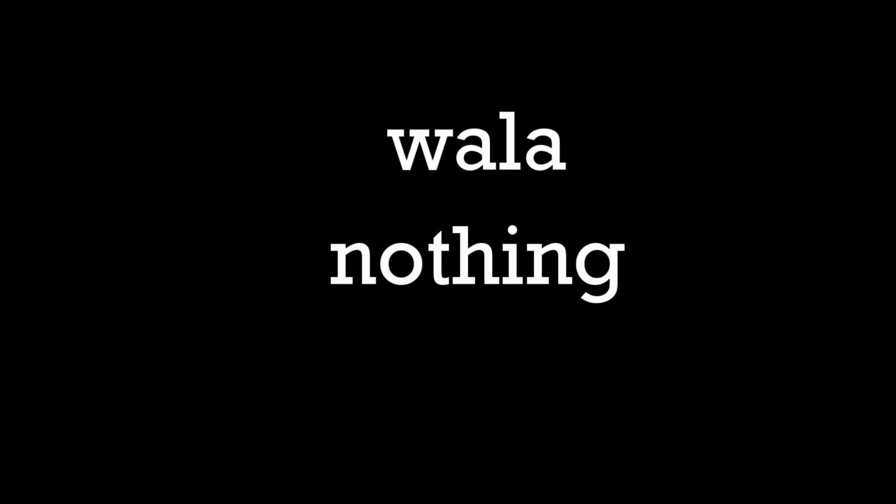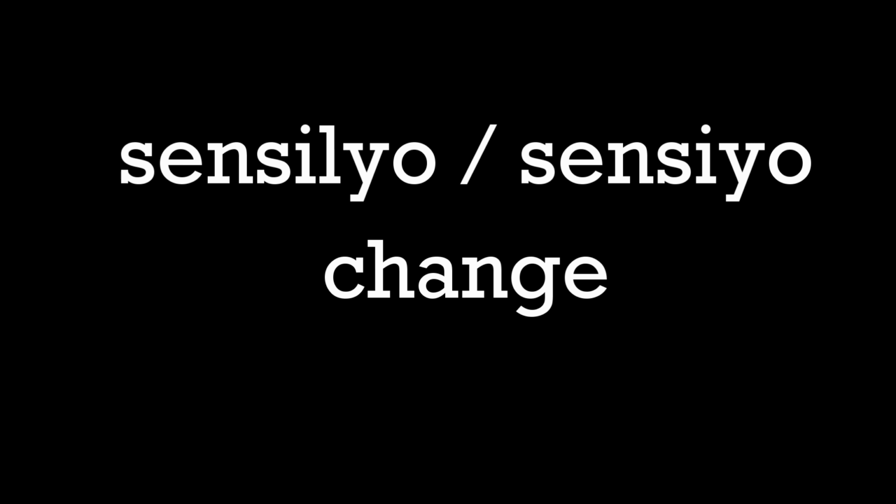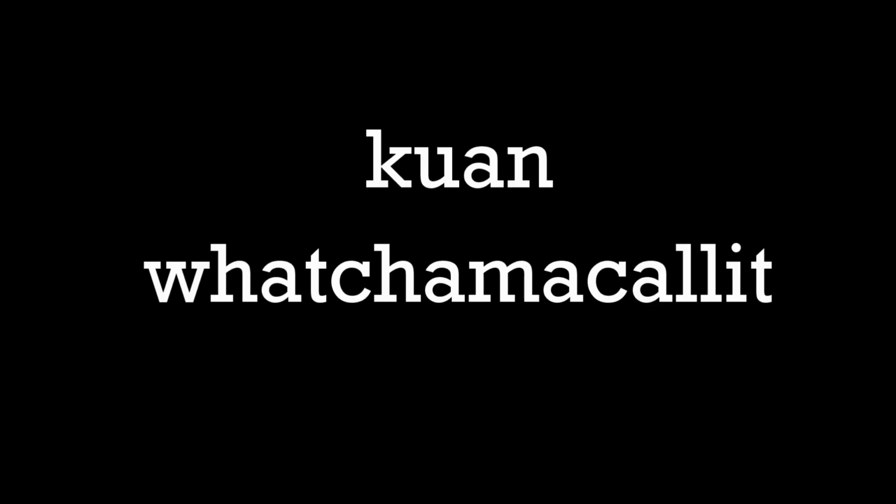Wala means nothing. Lagi means surely. Next one, na or ana means that. Next one is sincilio. Sincilio or sincio means change. Next, unsa is what. Next one is kuan. That is whatchamacallit. So basically, the person forgets the term, the person doesn't want to say it, or the person just doesn't know the correct term of that something. So kuan, okay, whatchamacallit.